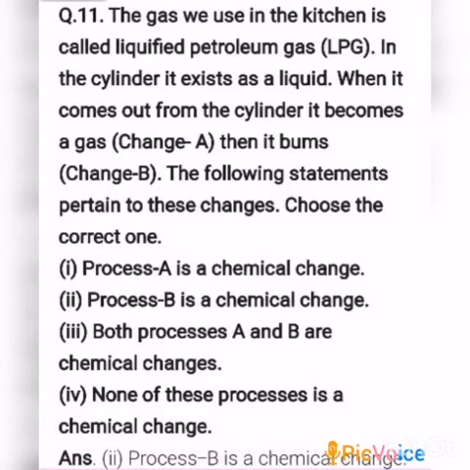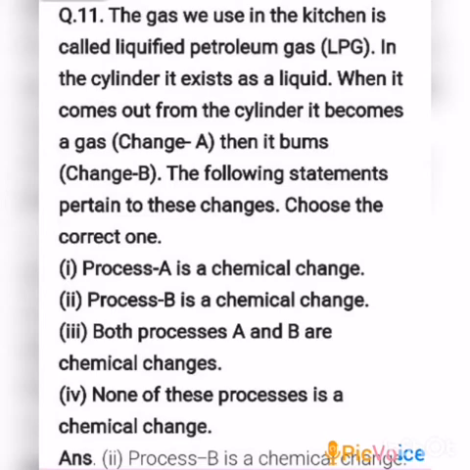Out of this, which one is the correct one, children? What about process A? Process A is a chemical change. Is it a correct one, children? What's the change A? The changing of liquid into gas. It's not a chemical change. Just it is a change in the state. So it is not a correct one.